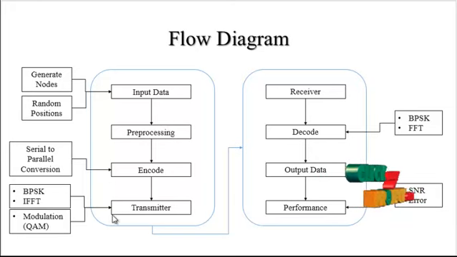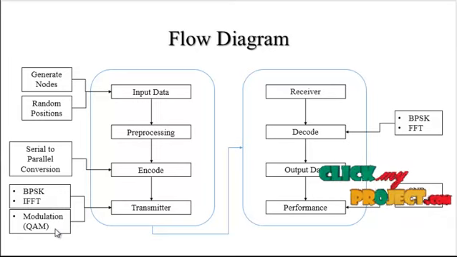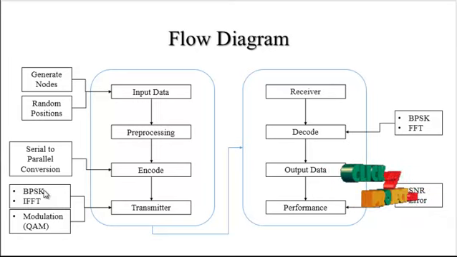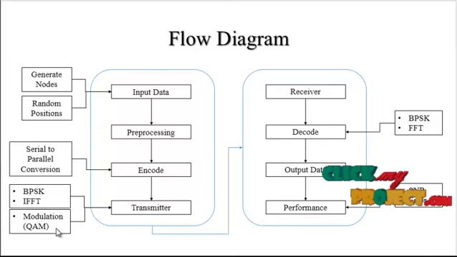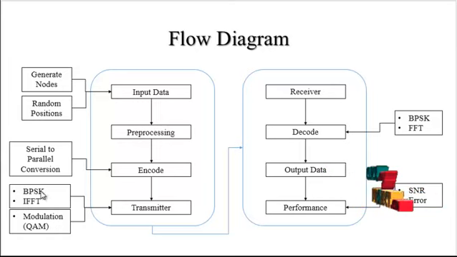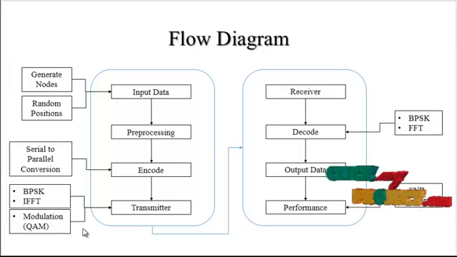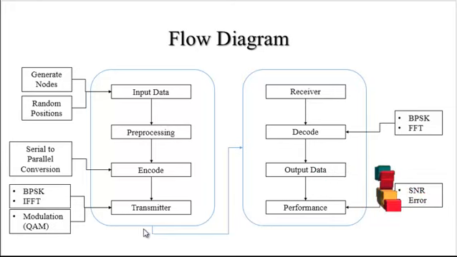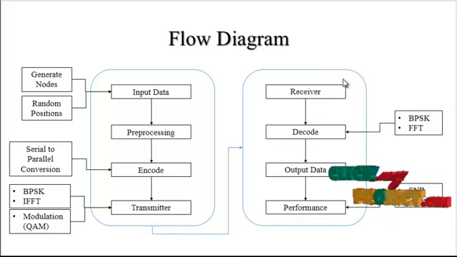In this transmitter side, we have two steps. One is the BPSK and modulation. By applying BPSK and IFFT, we can get the data. Then it is modulated by means of QAM. Different kinds of QAM are applicable, that is 16 QAM and 64 QAM. After applying these three techniques, we move to the receiver side. Once everything is completed up to the transmitter side, we move to the receiver side.